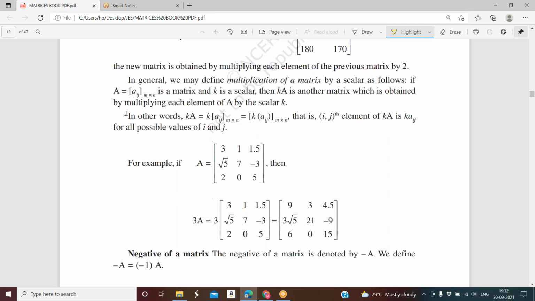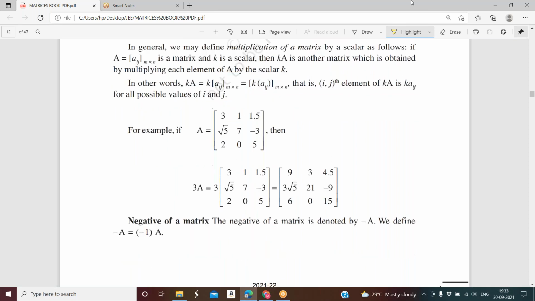For example, if matrix A is a 3 by 3 matrix, then what is 3A? How will you find 3 times A? A is given to you, I want to find 3A. So what is 3A? 3 into this matrix A, which means I have to multiply each entry of A by 3. So it gives 3 into 3, 3 into 1, 3 into 1.5, 3 into root 5, 3 into 7, 3 into minus 3, 3 into 2, 3 into 0, 3 into 5. That is your resulting matrix.